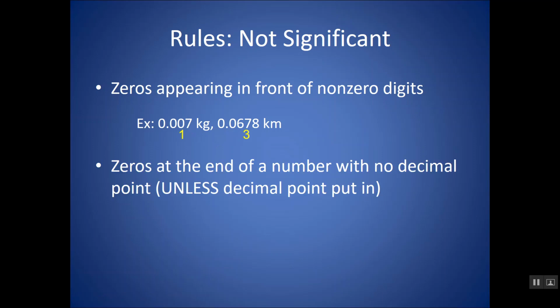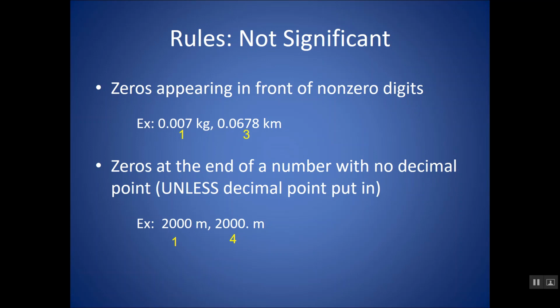Zeros appearing at the end of a number with no decimal point present are not significant. So for example, 2000 has no decimal point present. Those zeros at the end are not significant. There's only one significant figure, the 2. Notice the difference if I intentionally put a decimal point there. This is telling me I know something is exactly 2000, and I know that up to the ones place. So this would have 4 significant figures. In that first number, those zeros are really just there to keep the 2 in the thousands place.